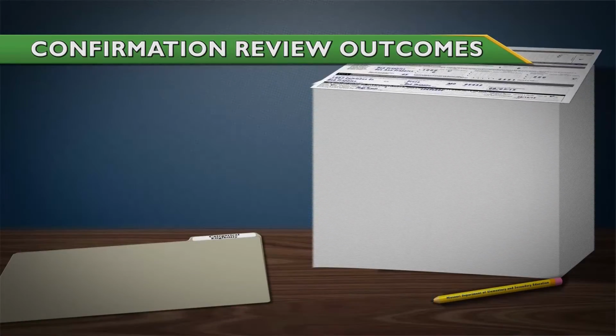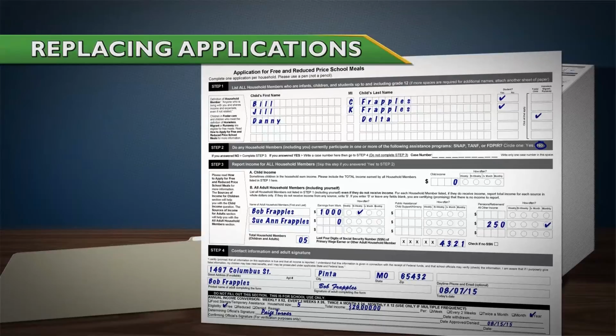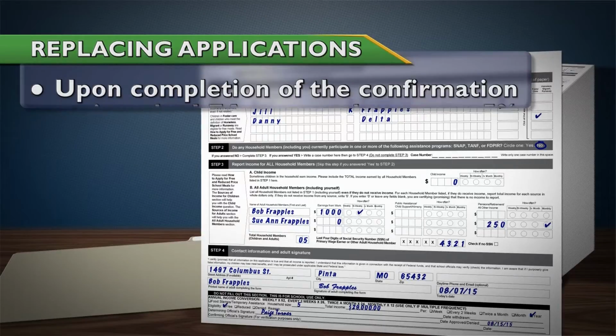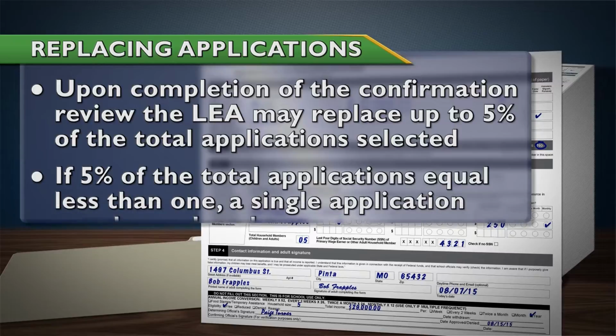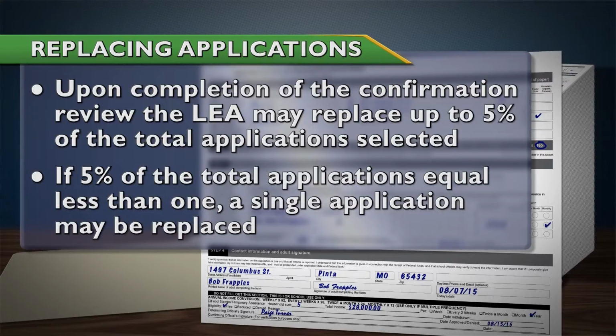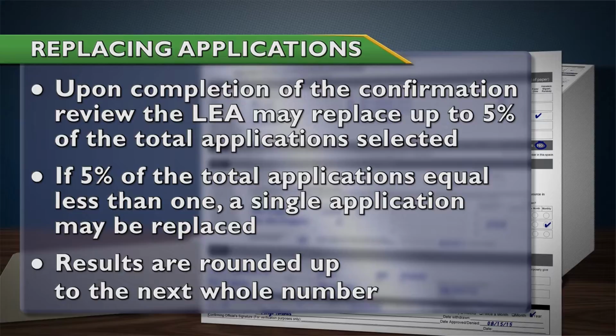Consider the following points when replacing applications to complete the verification process. Upon completion of confirmation reviews, the LEA may replace up to 5% of applications selected. In those LEAs where 5% of total applications equal less than 1, a single application may still be replaced. All calculation results should be rounded up to the next whole number.